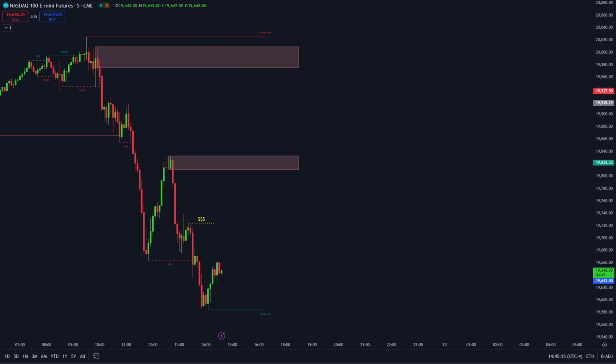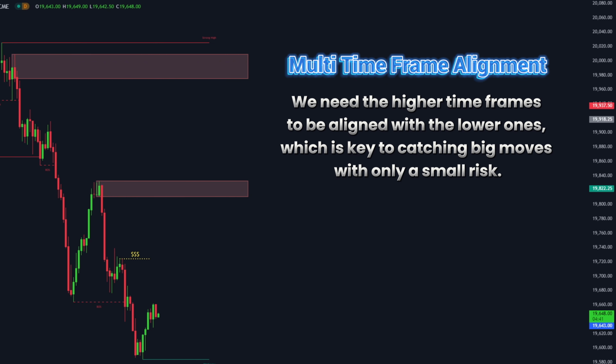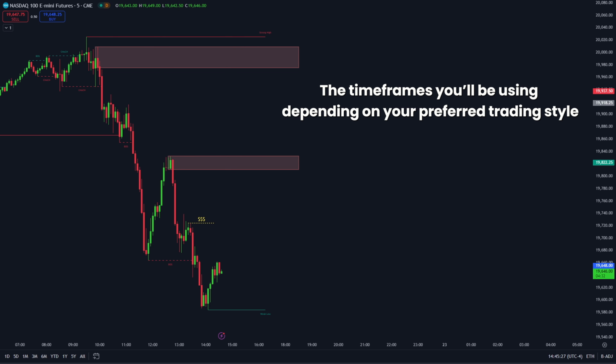The first thing we need to define in the strategy is multi-time frame alignment, meaning we need the higher time frames to be aligned with the lower ones, which is key to catching big moves with only a small risk. The time frames you'll be using depend on your preferred trading style.